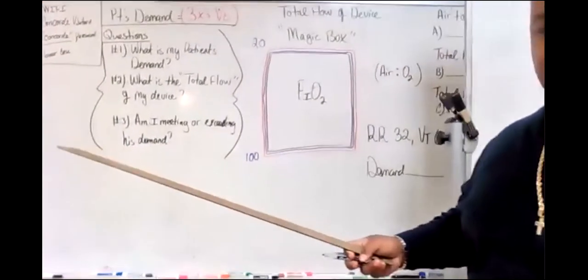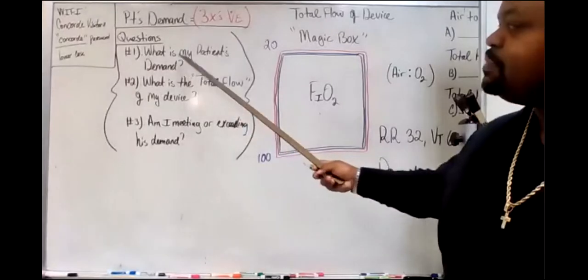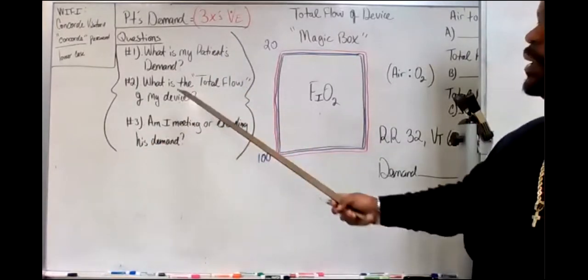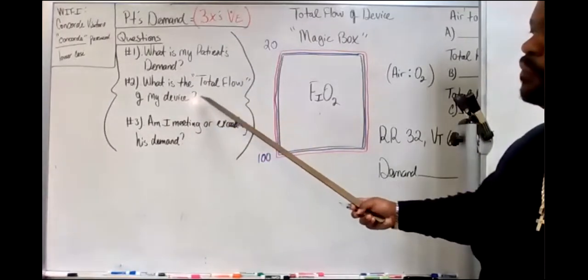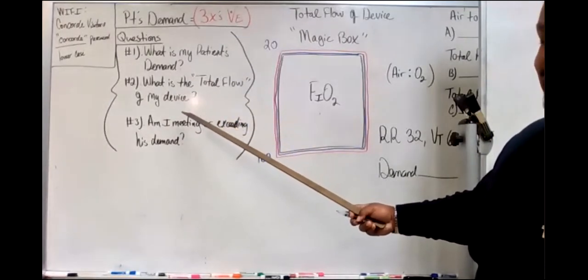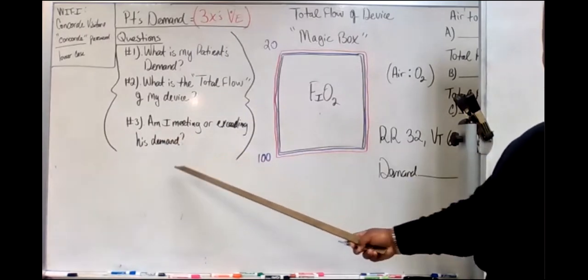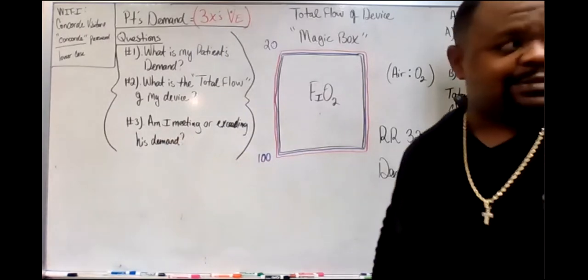Question says, what is my patient's demand? That's the first question. Second question, what is the total flow of my device? Okay, we're gonna learn that one. Third question is, am I meeting or exceeding his demand with my device?